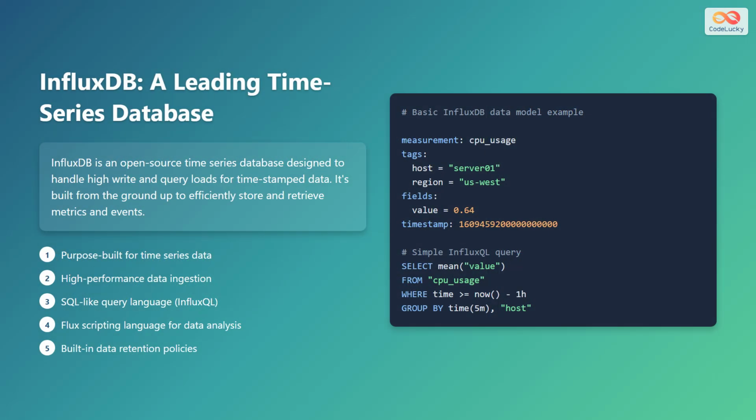InfluxDB is an open-source time series database designed to handle high write and query loads for timestamp data. It is built from the ground up to efficiently store and retrieve metrics and events. Here are some key features of InfluxDB. It is purpose-built for time series data. It supports high-performance data ingestion. It uses a SQL-like query language, which is called InfluxQL. It also uses the Flux scripting language for data analysis. It has built-in data retention policies.